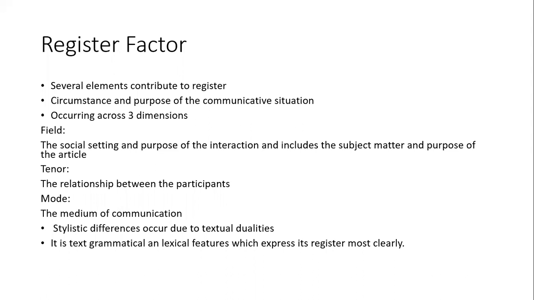Now, what is field? Field is the social setting and purpose of the interaction and includes the subject matter and purpose of the article. It can be verbal, it can be the written text as well. Like, what is the setting in which this article or this text or this conversation is produced. Then is the relationship between the participants. Whatever is produced in a specific scenario, what is the relationship between two or more than two people who are communicating.